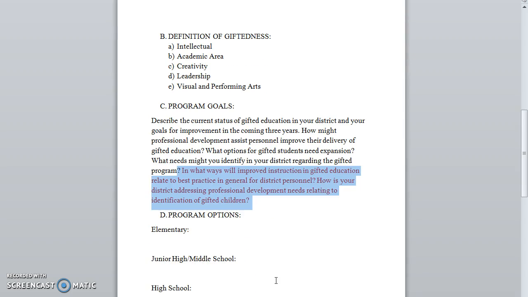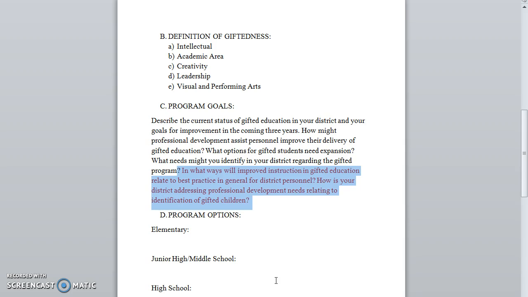So we have options. Now this is a very short part of the template, but it's a very difficult part for you to fill in. Some of you have many options under elementary. You're doing pull-out, you're doing self-contained classrooms, you're doing workshops that are part-time, and so elementary seems to have quite a few options. Junior high, middle school, maybe that is a little bit thinner.